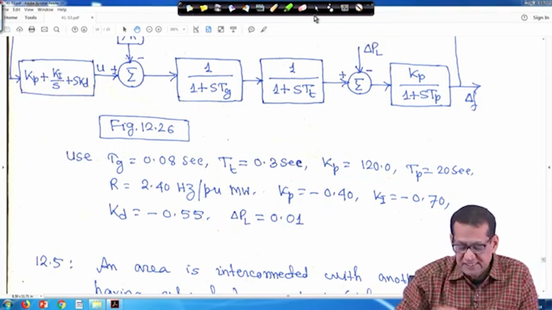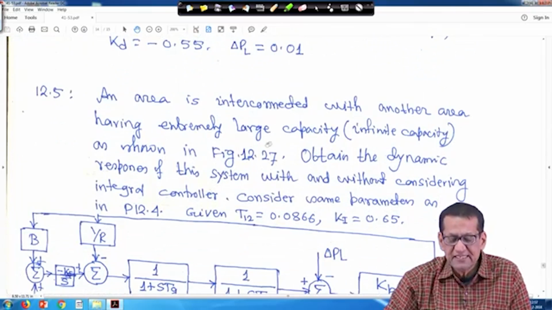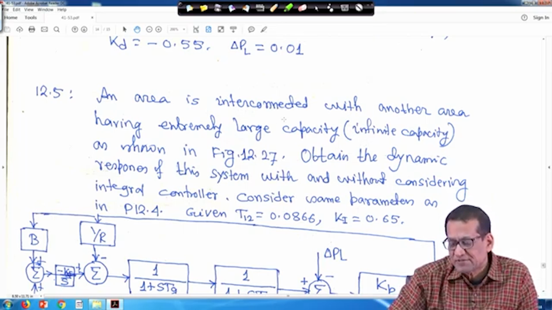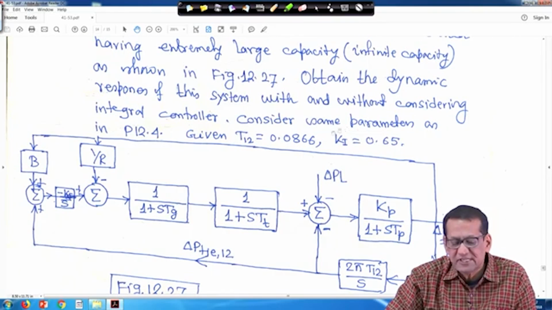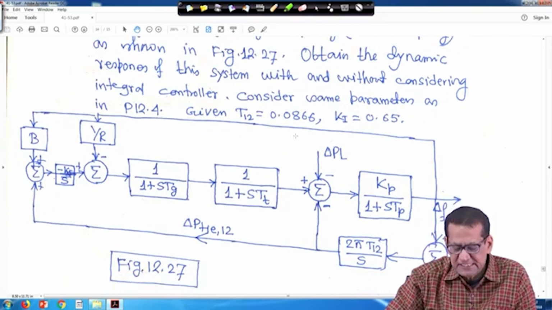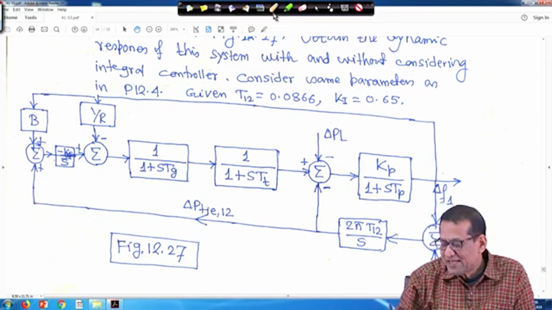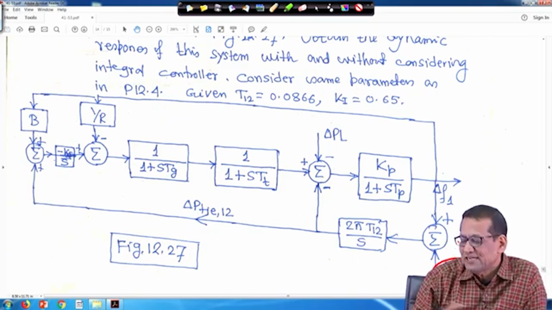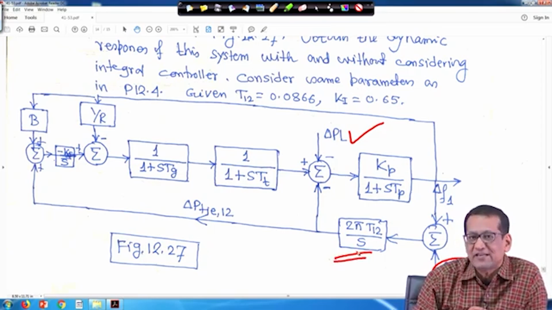Another one is that suppose an area is interconnected with another area having extremely large capacity, infinite capacity, as shown in figure 27. Obtain the dynamic responses of this system with and without considering the integral controller. As I told you, if the area 2 capacity is very high, then you will find there is almost no frequency deviation for a load disturbance in this area. So that means delta F2 is 0, but the tie line power should be there.